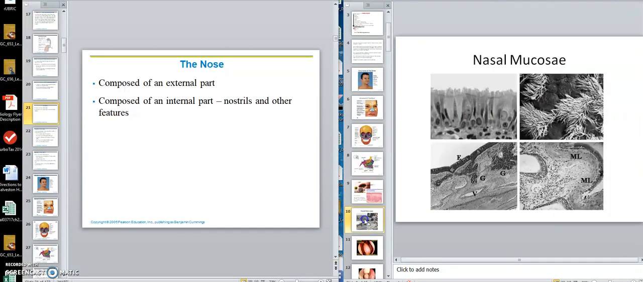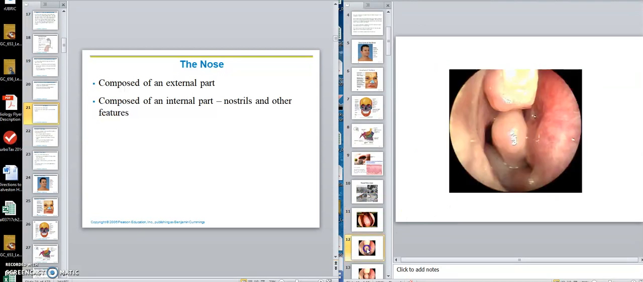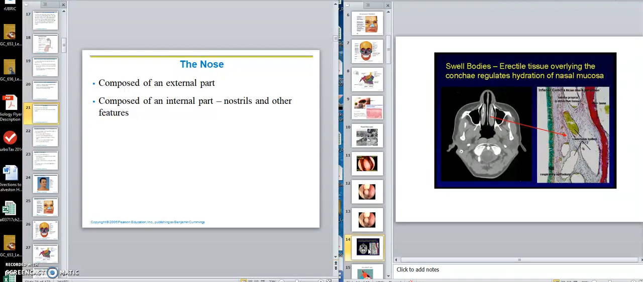All right. Here's the nasal mucosa. You can kind of see the various things there. Okay, this is a scope looking up into what we call the turbinates. I'm not ready for that yet. Okay, I'm going to come here, and that's looking up there. All right, here's some little things there that's not in your book.